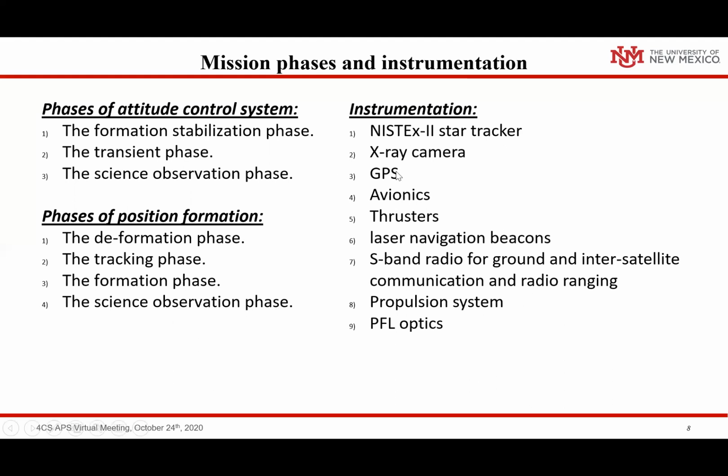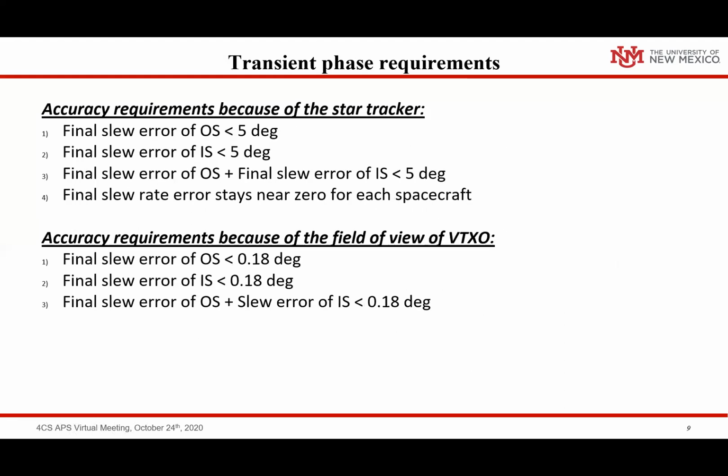We are going to focus more on the transient phase, and these are the transient phase requirements. These requirements, as you can see, are defined based on the star tracker and the field of view of the telescope.